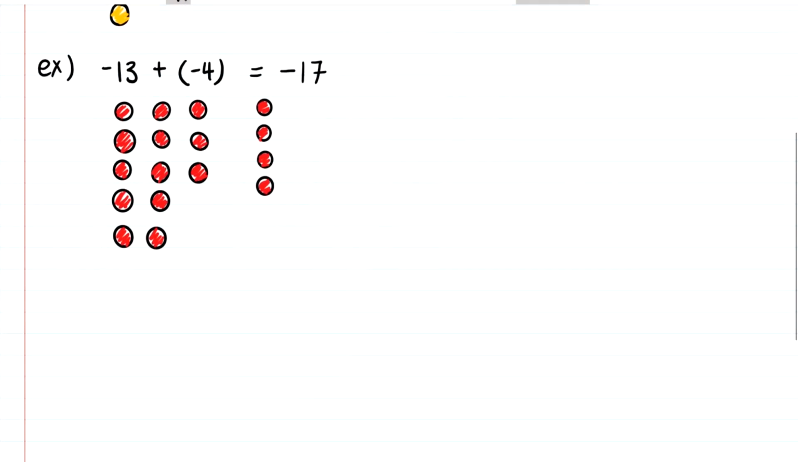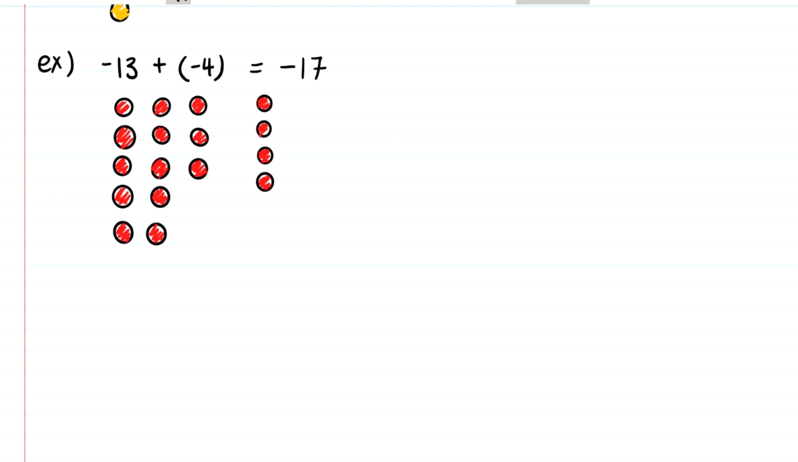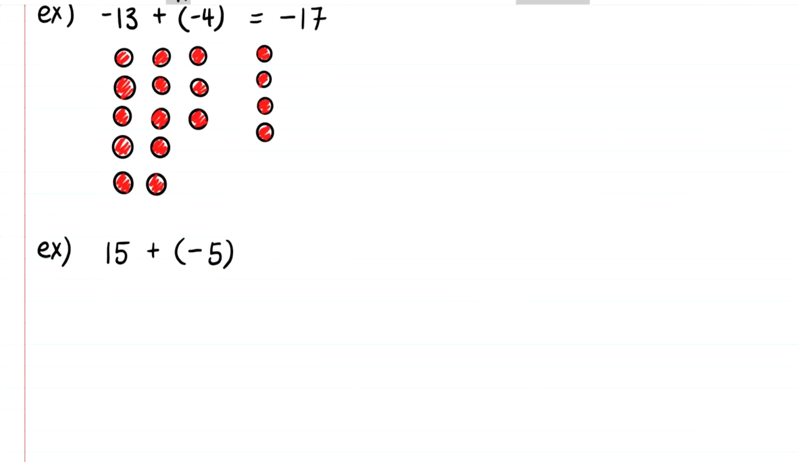Last example, one more. This time we're going to have one positive number, for example 15, and one negative, 5. Just so you know, the plus sign means it's adding, and we're adding one positive number and one negative integer. Just remember that we're still adding.